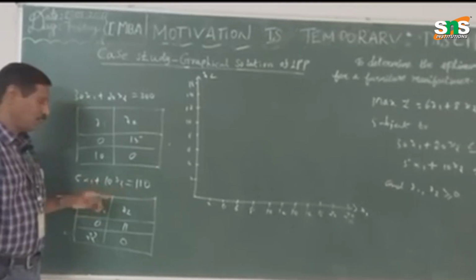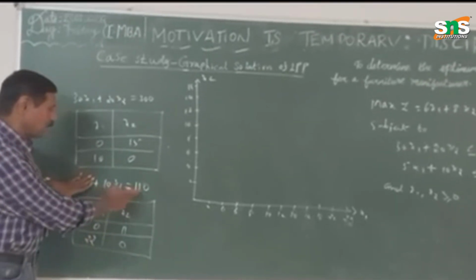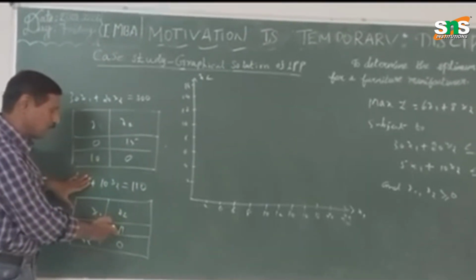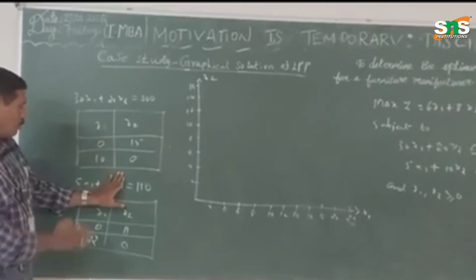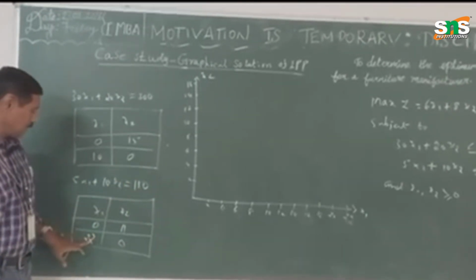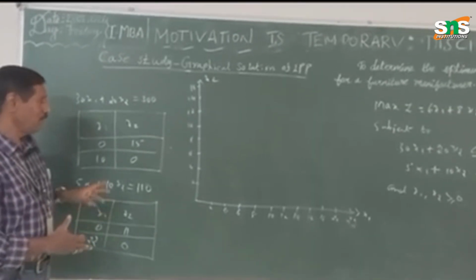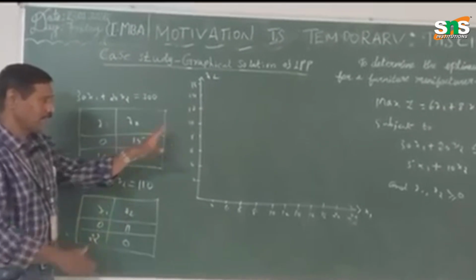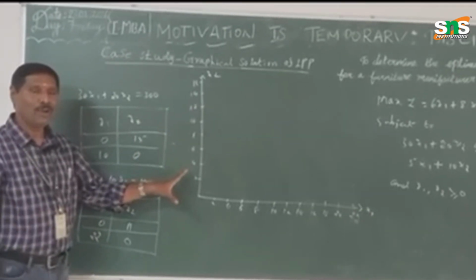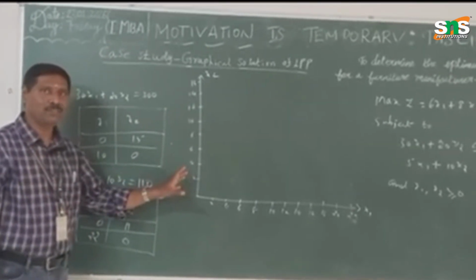Likewise, the second equation. If x1 is 0, 10 x2 is equal to 110, therefore x2 is equal to 11. And if x2 is 0, 5 x1 is equal to 110, therefore the x1 value is 22. So these are the corner points. So we put all the points in the graph and we draw the graph. What is the feasible solution that we find later?